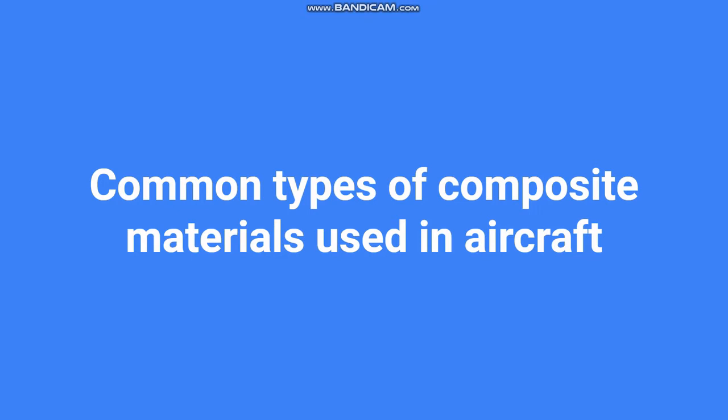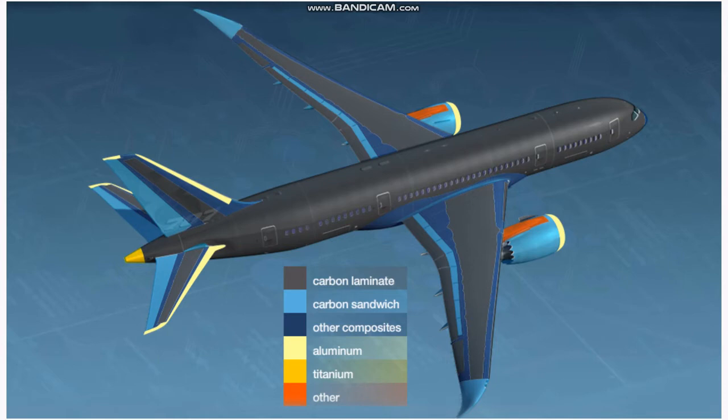From this picture, we can see that carbon laminate composites are mostly used in the aircraft industry, and they make up about 80% of the composites used in the aircraft. There are other composites which are also used, and there is very little aluminum and titanium used in the aircraft. This is because after the year 2000 they have introduced a lot of composite materials to the aircraft.